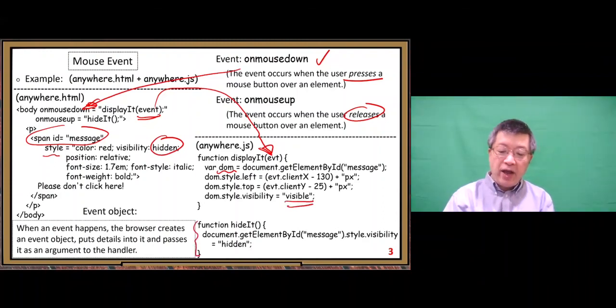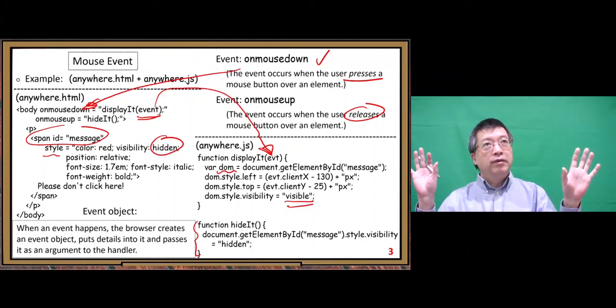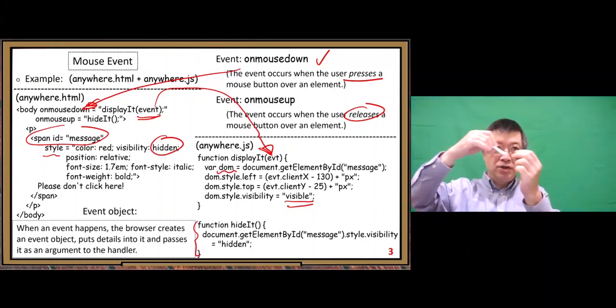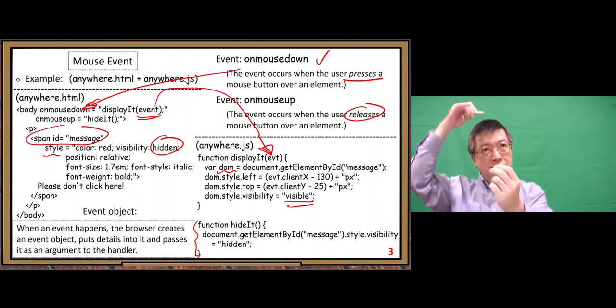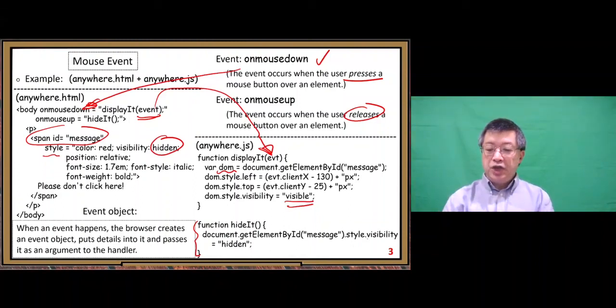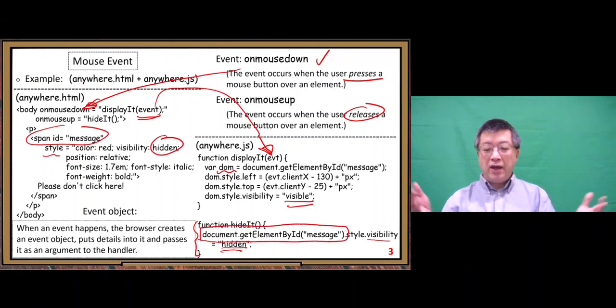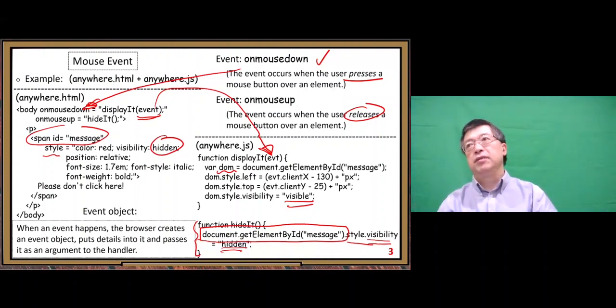Then the second event handler: after the mouse is released, we lift our mouse, and you change it back to hidden. You can get that object easily, then you set the visibility property to hidden. So you hide it. That's simple.